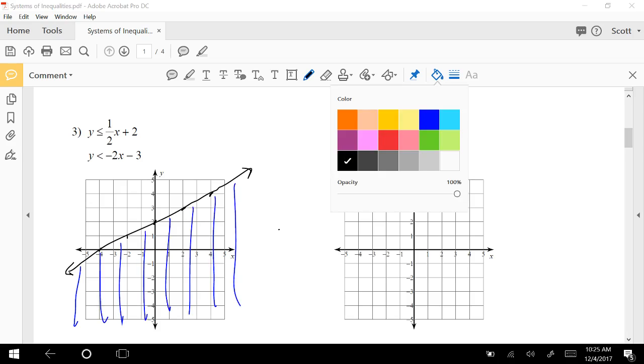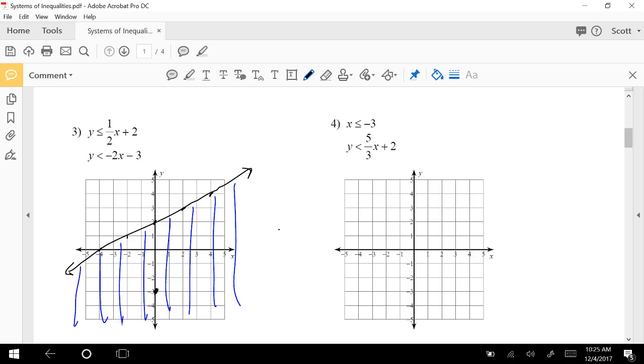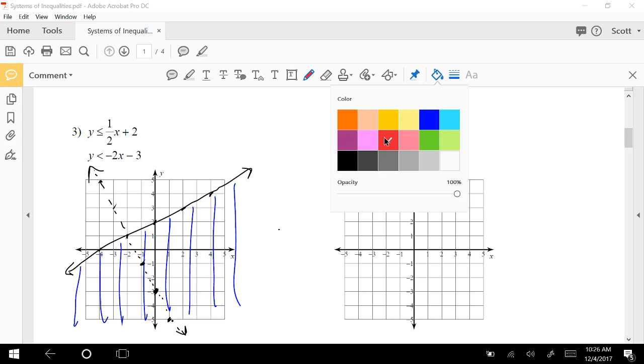Let me draw the other one. Y is less than negative 2x minus 3. So go to minus 3, negative 2 over 1. The opposite would be a left one up 2, left one up 2. This one is going to be a dashed line. And then that would be less than that. Less than that line would also go down.